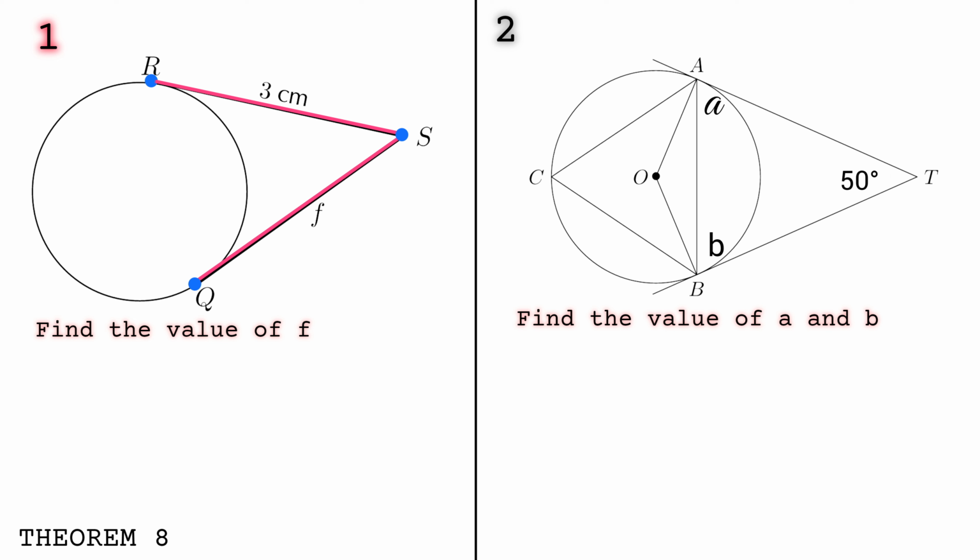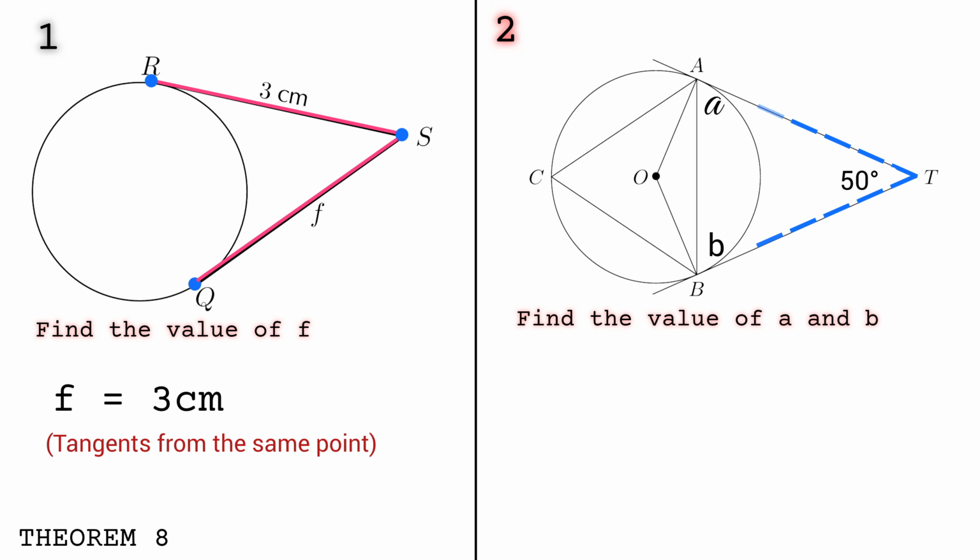In the first example, we are given the length of RS, which is 3 centimeters, and we are looking for the length of QS. These two tangents are from the same point outside of the circle. Therefore, RS is equal to QS and the value of F is 3 centimeters. When we look at the second example, we have two tangents that are drawn from the same point outside of the circle. So we know that the length of AT is equal to the length of BT.